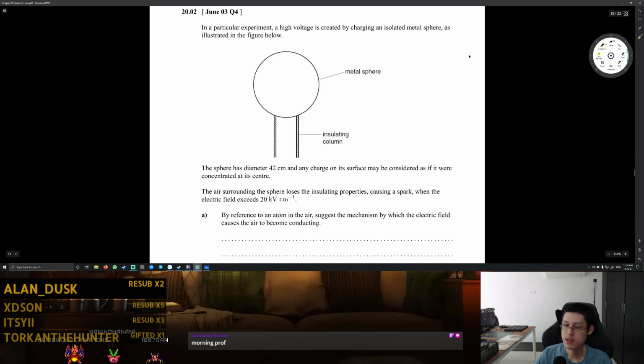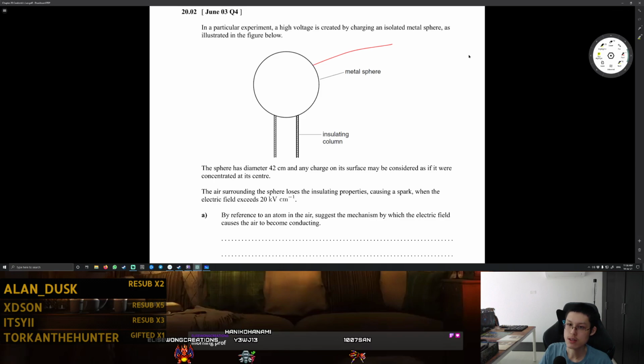So how does that happen? Well, molecules in the air have electrons and protons, right? Or any kind of atom in the air has electrons and protons. So if you have an electric field, so let's say this is positively charged.